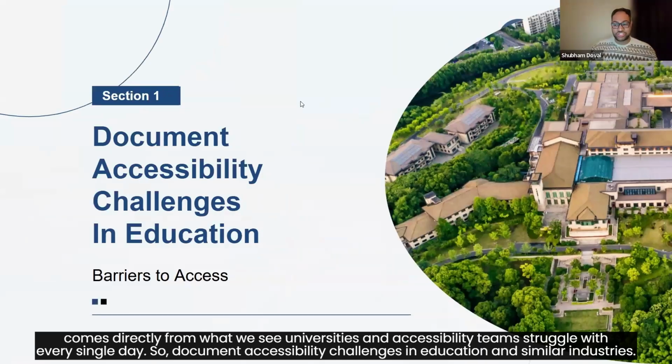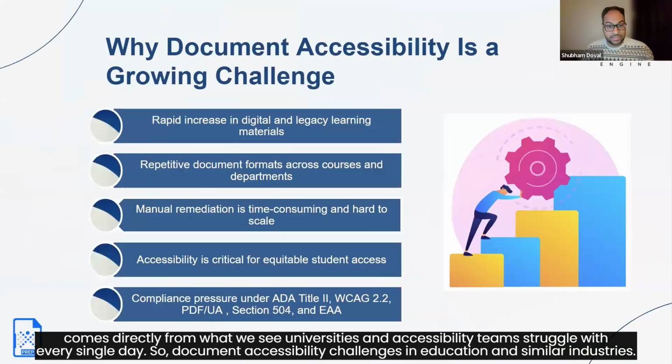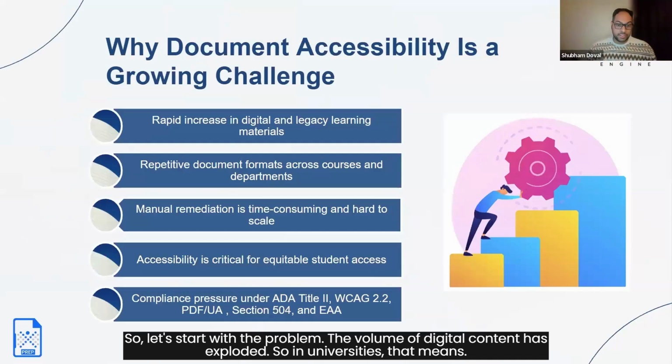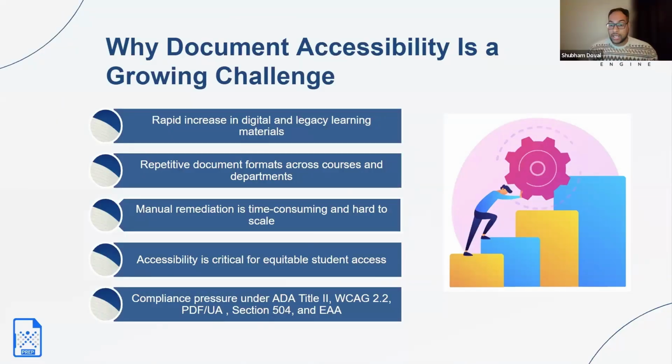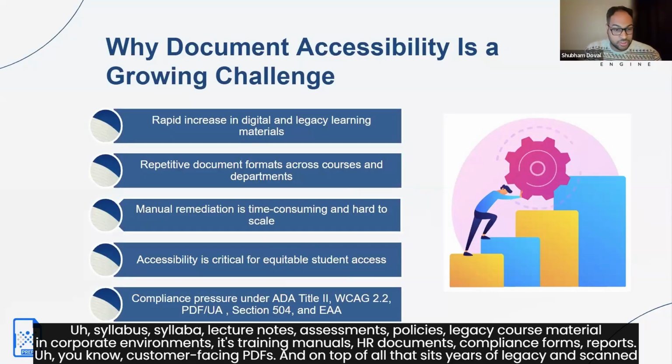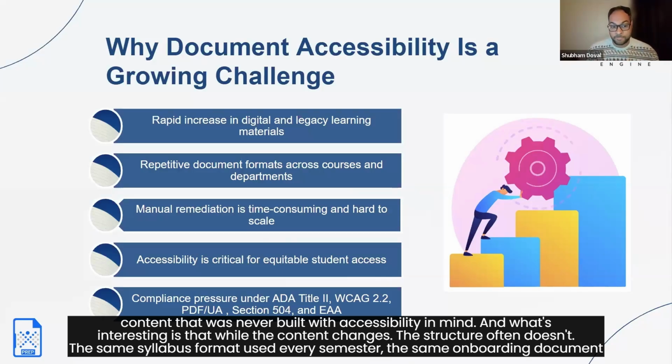So, document accessibility challenges in education and similar industries. Let's start with the problem. The volume of digital content has exploded. In universities, that means syllabi, lecture notes, assessments, policies, legacy course material. In corporate environments, it's training manuals, HR documents, compliance forms, reports, customer-facing PDFs. And on top of all that sits years of legacy and scanned content that was never built with accessibility in mind. And what's interesting is that while the content changes, the structure often doesn't.